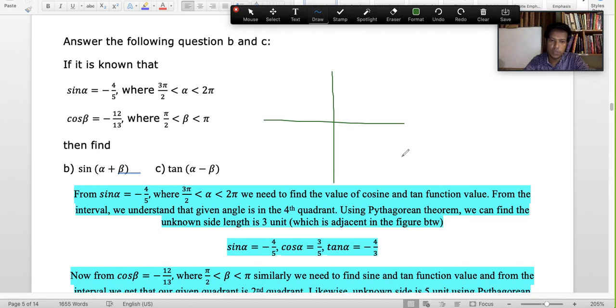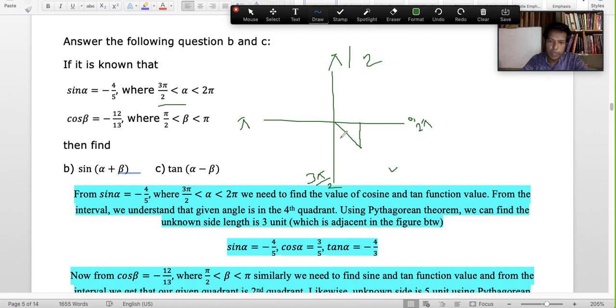So sine alpha equals minus 4 by 5, and this is between 3 pi by 2 and 2 pi. That means this quadrant. And 3 pi by 2 is here, and this is 2 pi. This is 0 degree, this is 2 pi, this is 4 pi. This is pi by 2, just if you are interested, and this is pi. And if you come back, then it will become 3 pi, like this.